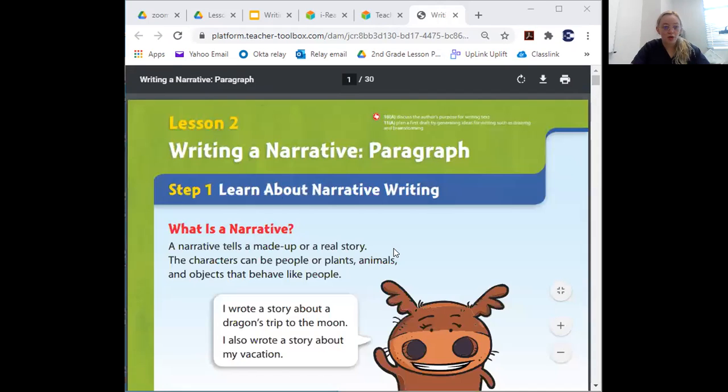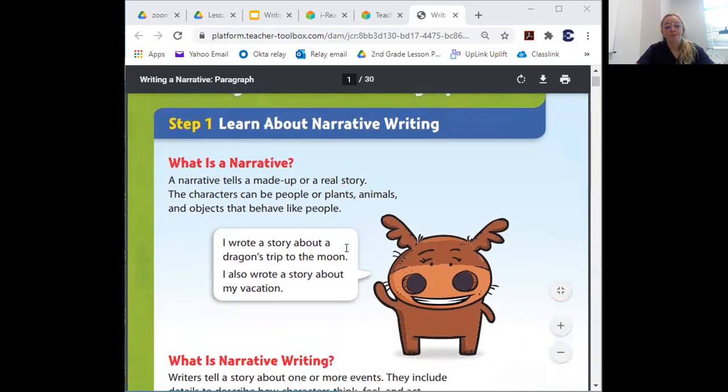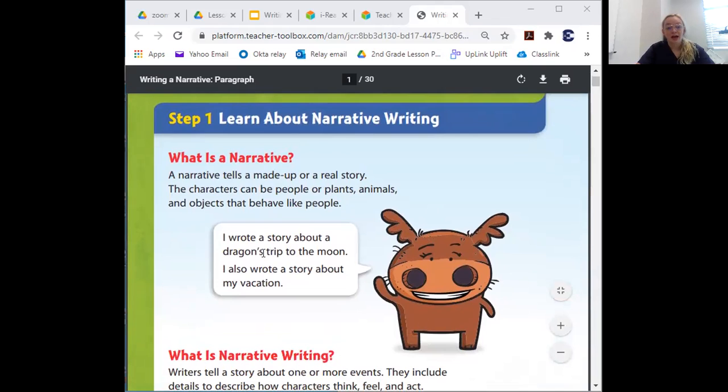It will say writing a narrative paragraph. Step 1, learn about narrative writing. What is a narrative? A narrative tells a made-up or a real story. The characters can be people or plants, animals, and objects that behave like people. Herschel said, I wrote a story about a dragon's trip to the moon. I also wrote a story about my vacation.